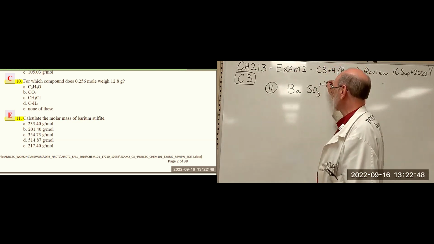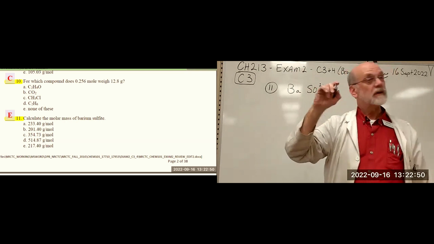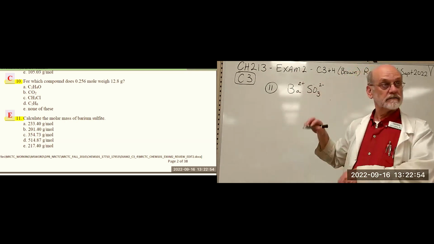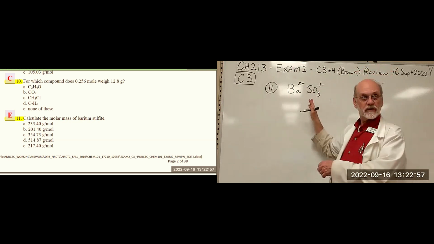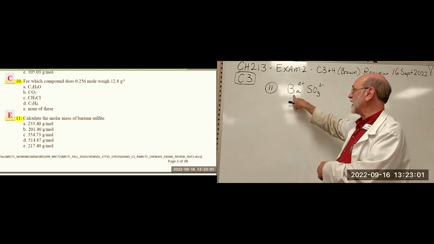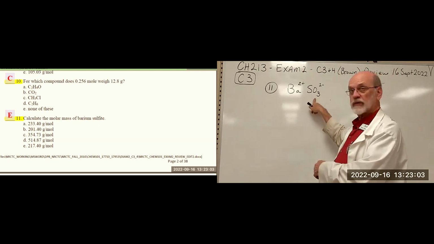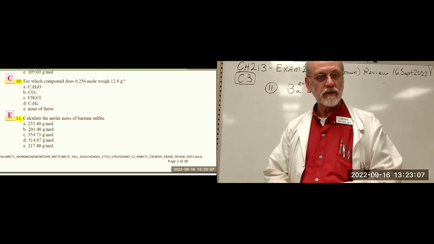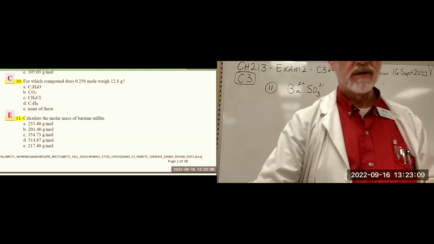SO3 with a 2- charge. Barium comes from alkaline earths, it's a 2+ charge, right? So that's it. It balances. One of these, one of those. And then add up the values for barium, sulfur, and 3 oxygens. And that should be 217.4 grams per mole.